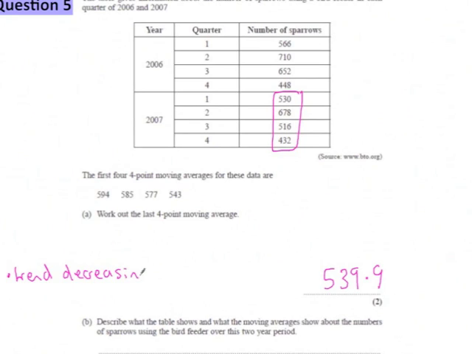Now there's 2 marks here, so we need to mention something about the seasonal variation. If we have a look here, we can see that in quarter 2 of both years, the most number of sparrows. We can see in quarter 4, the least number of sparrows. So not only is the trend decreasing, the quarters show a seasonal variation.